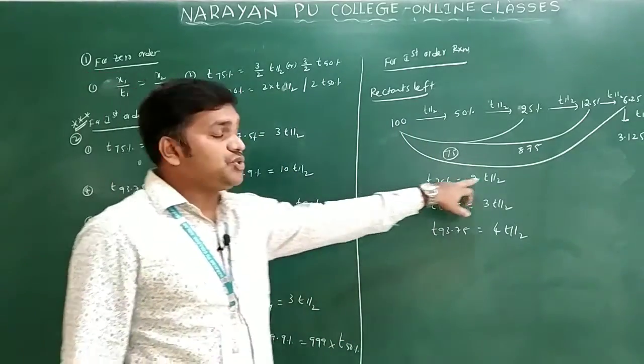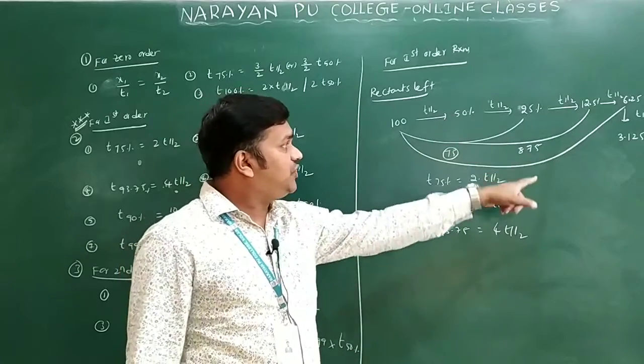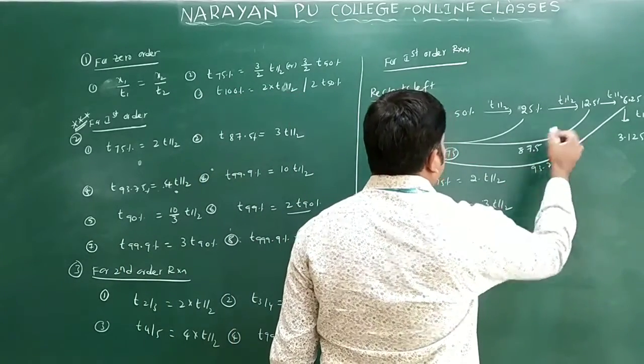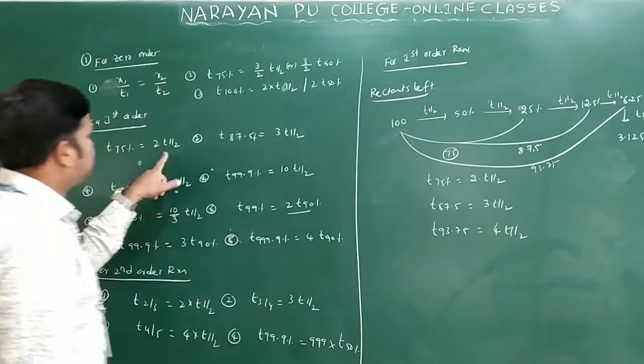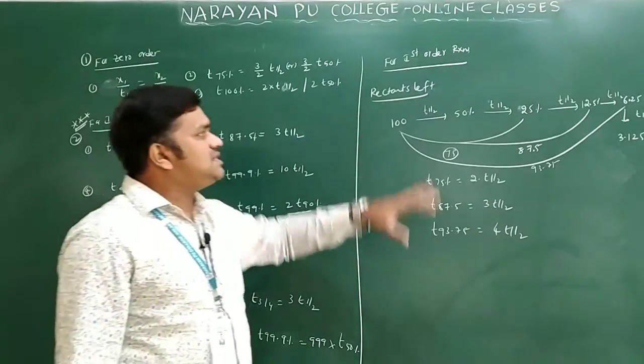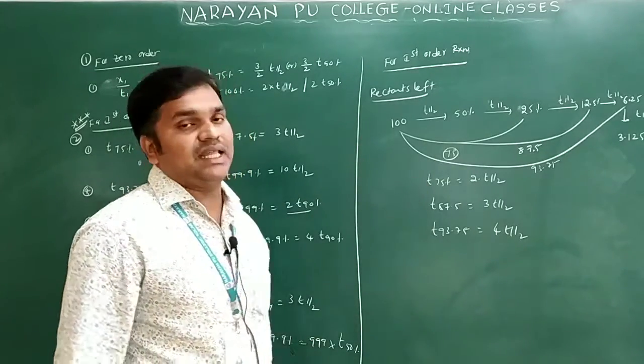T 75% is equal to T of, T 87.5% is equal to how much? That is 3 T of, T 93.7% how much here? 4 T of. You got the relations? 2 T of, 3 T of, and 4 T of. So these are the reactants left. From this you will get the relation.